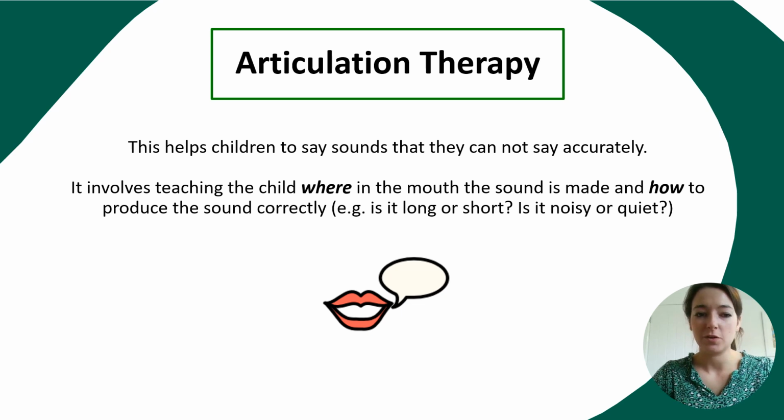Articulation therapy involves teaching the child where in the mouth the sound is made. Is it made at the back or at the front of the mouth? And also how to produce the sound correctly. Is it a long sound like S or F, or is it a short sound like P or T? Also, is it loud like B, or is it quiet like P?